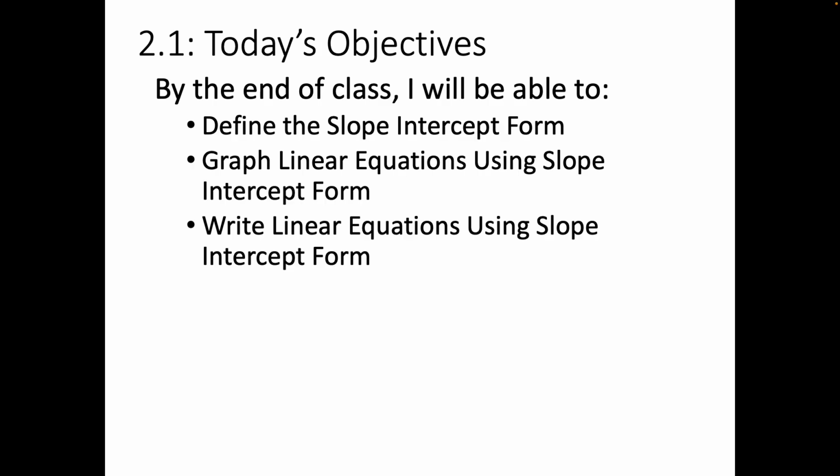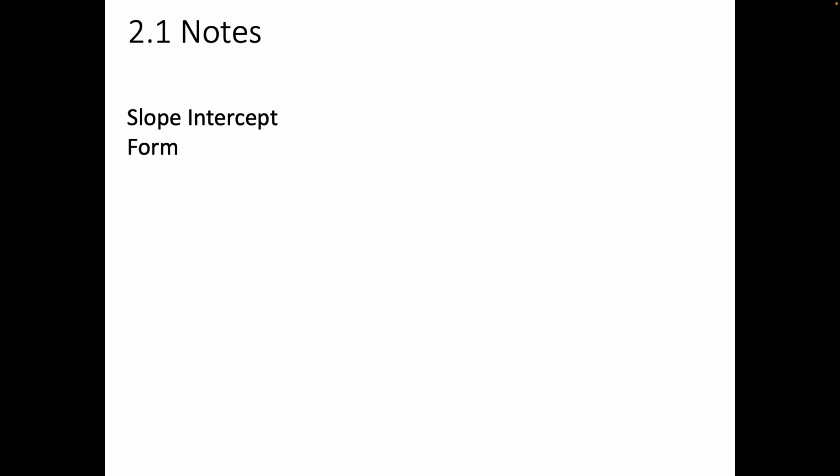All right, so our first objective is to be able to define the slope-intercept form. And in your notes you have this for 2.1. So what is the slope-intercept form? Well, it's just a form of an equation of a line. And the equation is y equals mx plus b, which hopefully you've seen before and have used before. Y equals mx plus b. It's called the slope-intercept form.